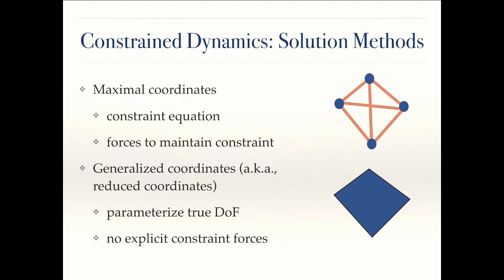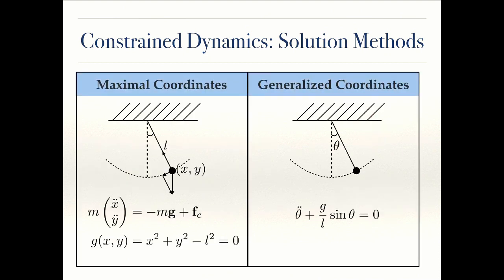Maximal coordinates is what we're used to thinking about: here's a point that we want to simulate its dynamics, and its coordinates are x and y. This is just the mass attached to my pendulum. So this is maximal coordinates. How might I formulate this problem? Well, I'll say I have F equals ma, and that particle, its coordinates are x and y, so its accelerations are x double dot, y double dot.